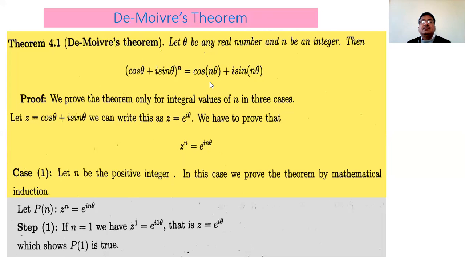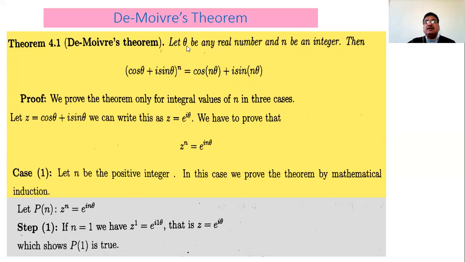De Moivre's theorem for complex numbers. Statement of De Moivre's theorem: let theta be any real number and n be an integer. Then (cos theta plus i sin theta) raised to n is cos n theta plus i sin n theta. This is a very simple statement of De Moivre's theorem.